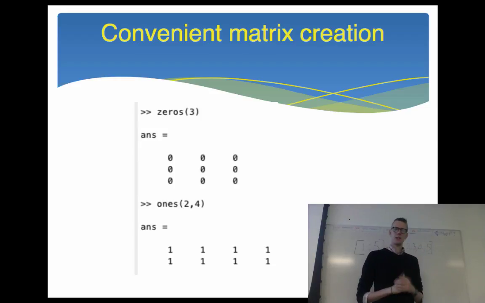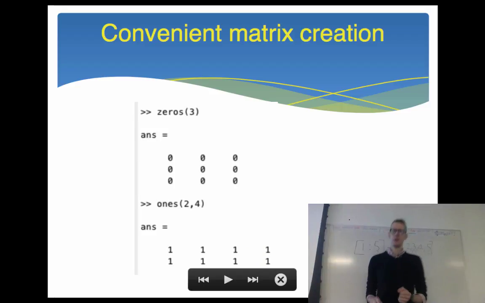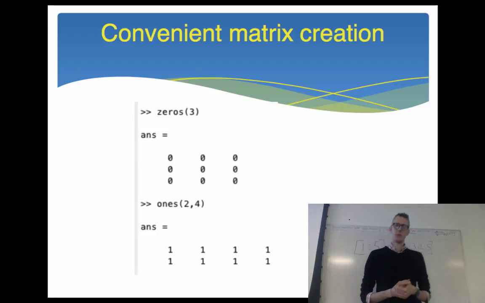In either of these functions, if you define 2 arguments, so you give it a 2 and a 4, it will say that it's 2 down and 4 across. You'll notice this pattern's coming up, that it's always down and then across. So ones, 2, 4 will give you a 2 by 4 matrix of ones ready to occupy with values.